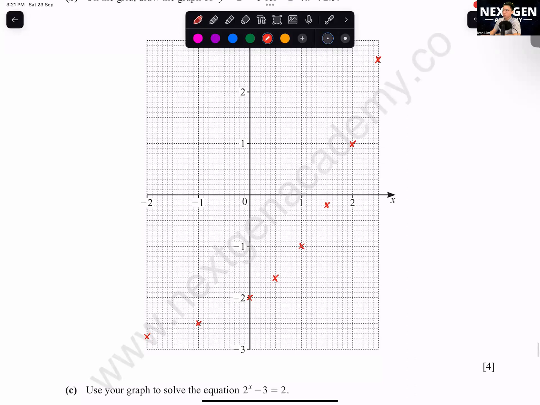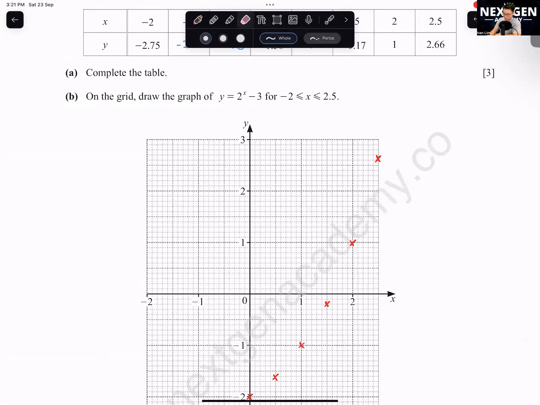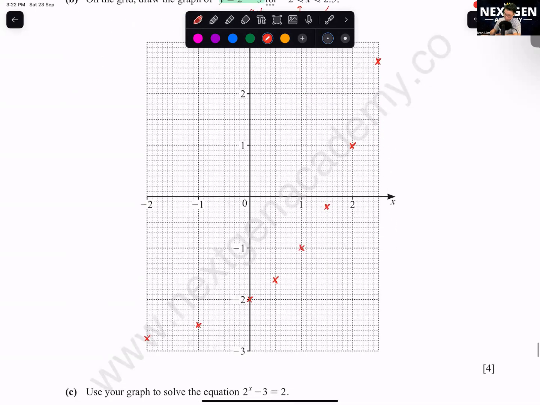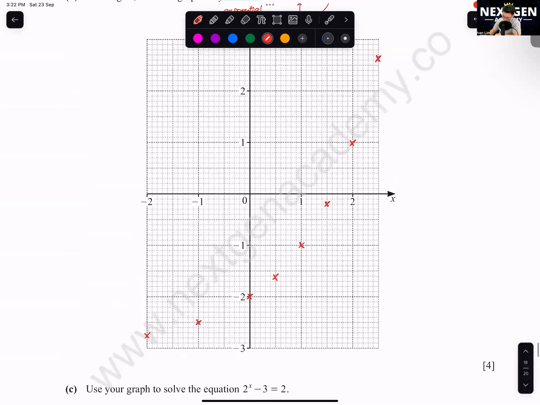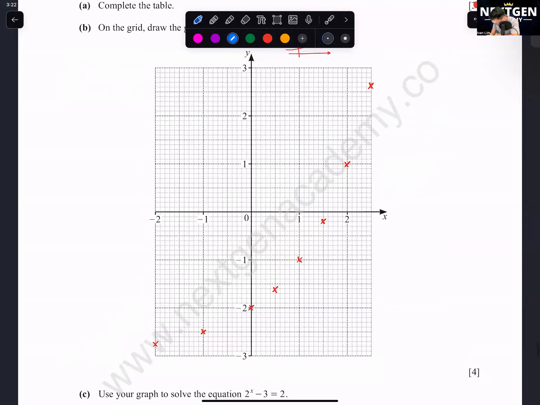Okay, so you need to know one more thing. You see over here, you need to know generally what graph this is first. 2 to the power x minus 3, this is an exponential graph, because you got power x. So generally, you should know your graph should be that shape, going up like that. So plot it out. Plot out the graph.